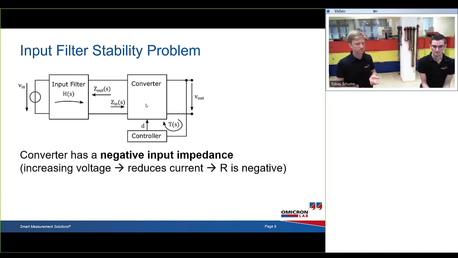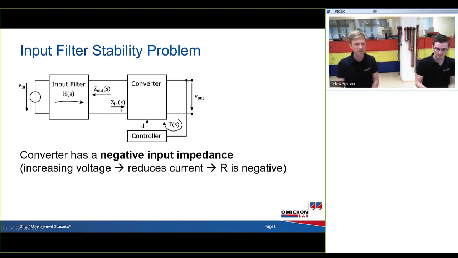For me in the beginning it was hard to imagine, but it's pretty simple if you think about it. If you have a DC-DC converter that is producing a constant output voltage, and you increase the input voltage, then the input current will go down. It will consume less current. An increasing voltage that causes a lowering current is actually a negative resistance, because a positive resistance would cause a higher current consumption if you increase the voltage. So that's the negative input resistance of a DC-DC converter, and this input impedance is depicted here as the Z-in of S.